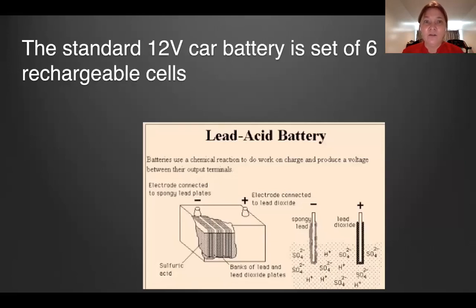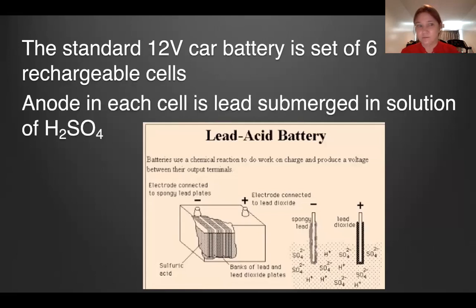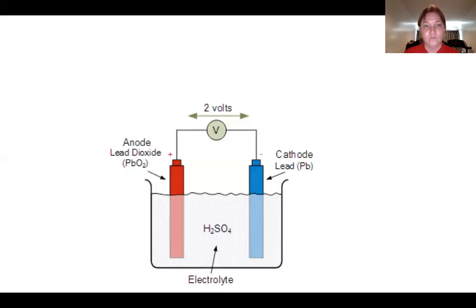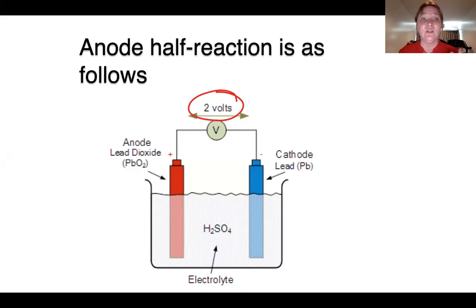This standard 12-volt car battery is a set of 6 rechargeable cells. The anode in each cell is lead that is submerged in a solution of sulfuric acid. So you can see here's the sulfuric acid, and you've got the spongy lead, which is submerged, and that's why you've got your hydrogens and your sulfate. So this is one of the 6 cells in your car battery. You notice that it's 2 volts. So if you have 6 of them, that's 12 volts.